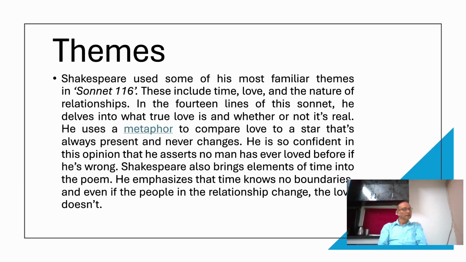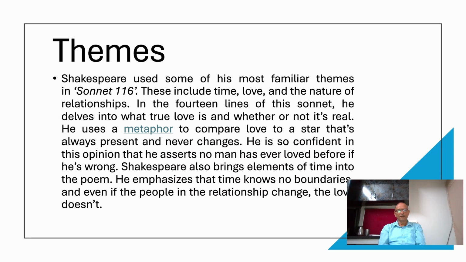Themes. Shakespeare uses some of his most familiar themes in Sonnet 116. These include time, love, and the nature of relationships. In the 14 lines of the sonnet, he delves into what true love is and whether or not it is real. He uses a metaphor to compare love to a star that is always present and never changes.